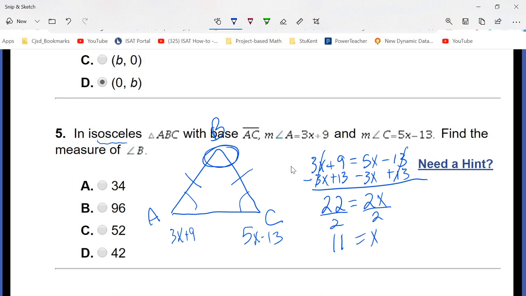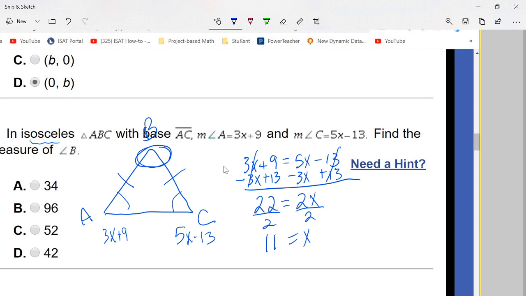So what I know is x equals 11. If I plug that in here, oh boy, I don't know how I moved that over. Oops. Well, that's all right. 3 times 11 plus 9, I get 33 plus 9, which is equal to 42. If this is 42, this is also 42. So together, they're 84. All right, so this is 84.